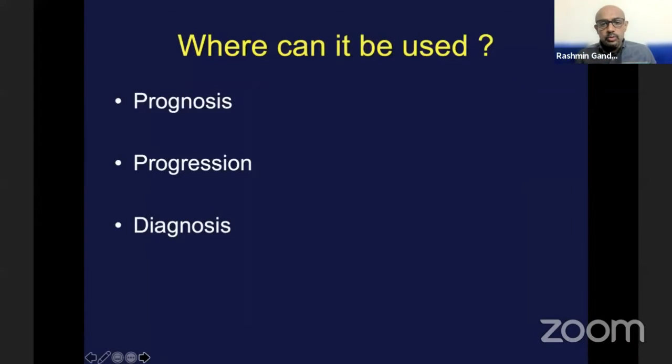Now, how do you use this data? There are three main pillars. It can be used to prognosticate what would be the outcome of your intervention. It can be used in the progression of disorders, and we will look at a case. And rarely, it can be an adjunct to the diagnosis of certain conditions.